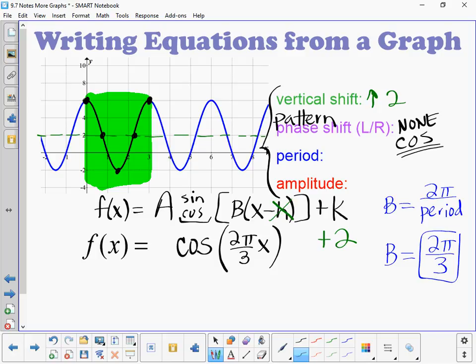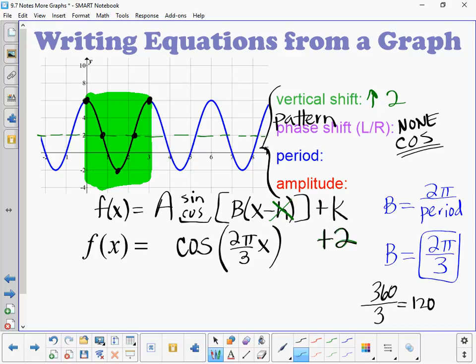Now, you could have done that same thing in degrees, and you could have said that it's 360 divided by 3, which would give you a value of 120. So you could have put the cosine of 120x and then just indicated that it was in terms of degrees, or degree mode.